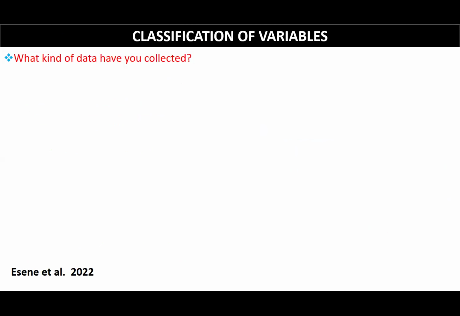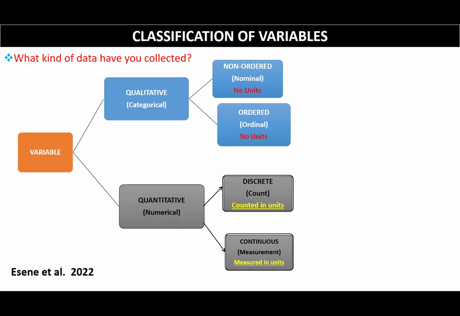So what kind of data do we collect? You need to know, as I said, before you start your research, you need to understand the kind of data, which kind of variables you are going to have. Variables are generally classified as quantitative or qualitative. Quantitative, that is numerical variables, and then qualitative, that is categorical variables.